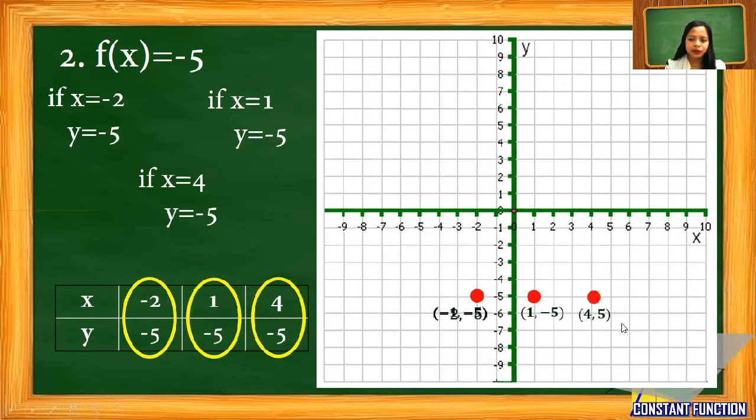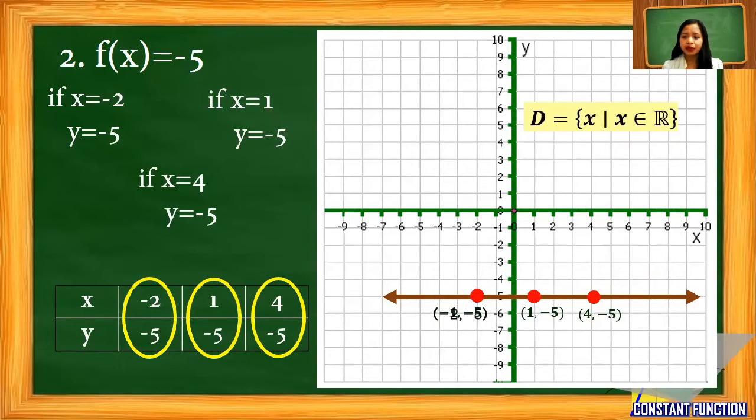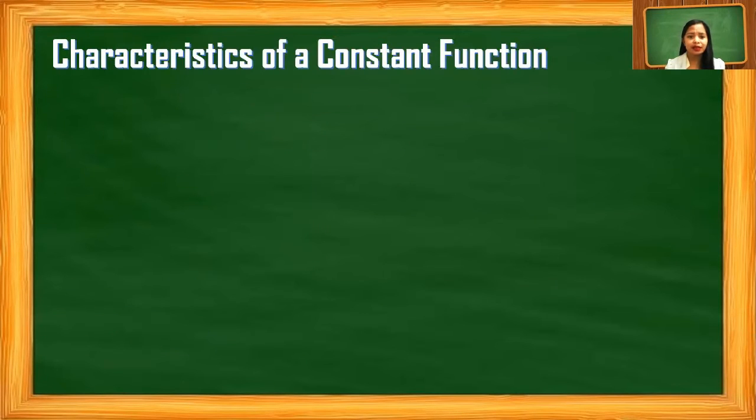And another point, the last point: the value of our x is equal to 4 and the value of our y is equal to negative 5. So if we are going to connect these points, we have this graph of f of x is equal to negative 5, where the domain is any real number and the range is equal to negative 5. So got it? Now let's proceed to the characteristics of a constant function.